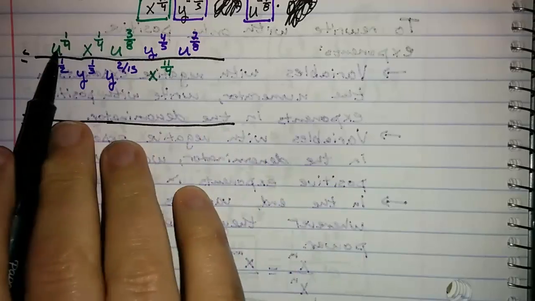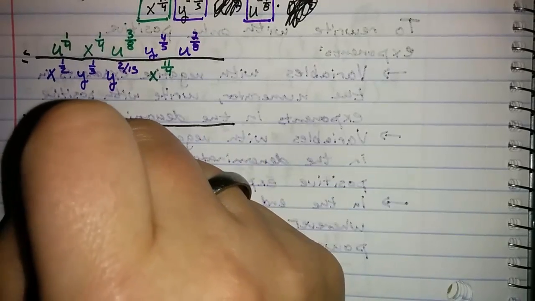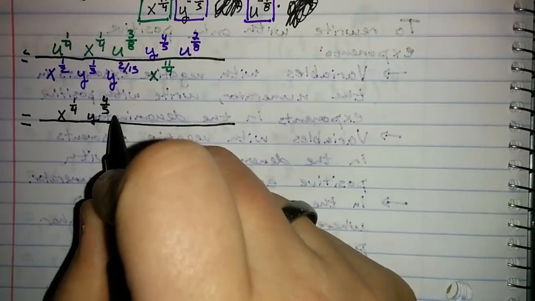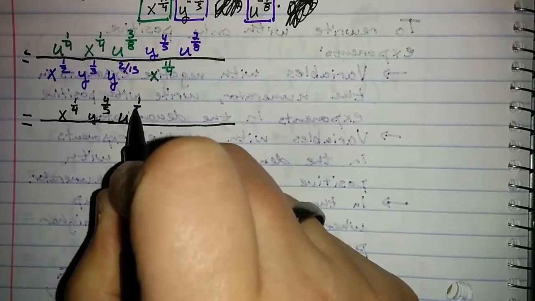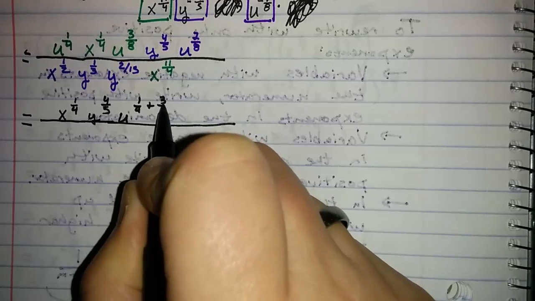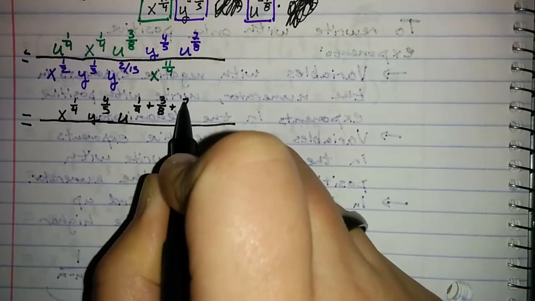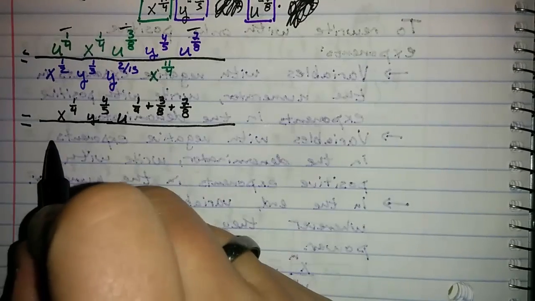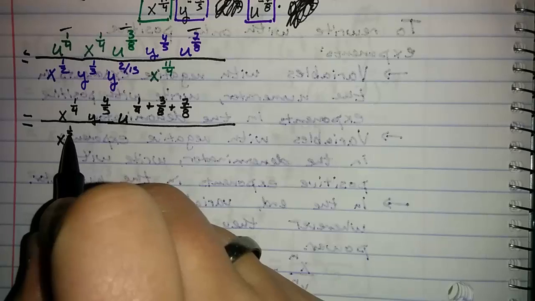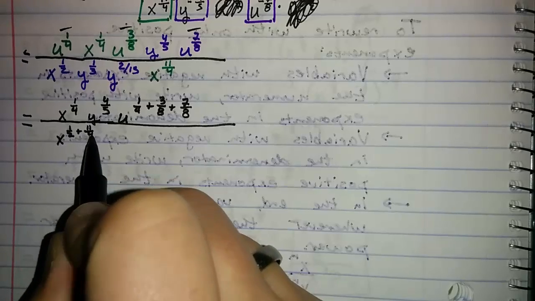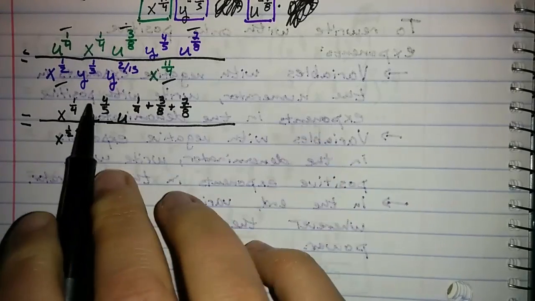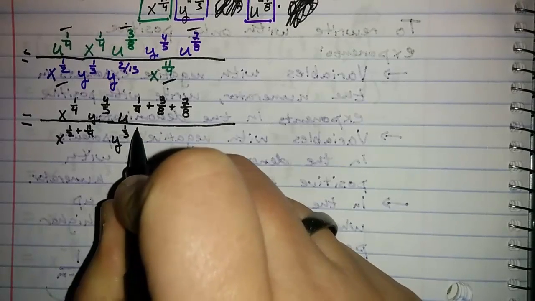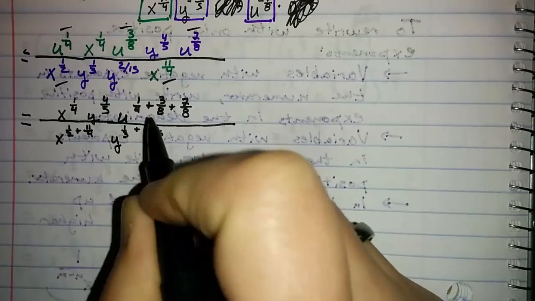Alright, in my numerator, I just see the 1x. I just see the 1y. And I see 3 u's: u to the 1/4 plus 3/8 plus 7/8. In my denominator, I see x to the 1/2 plus 11/4. And I see y to the 1/3 plus 2/15.